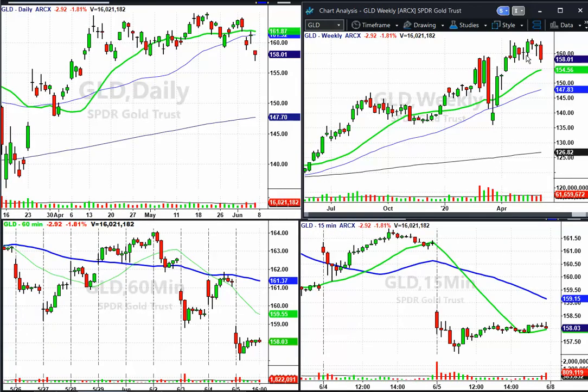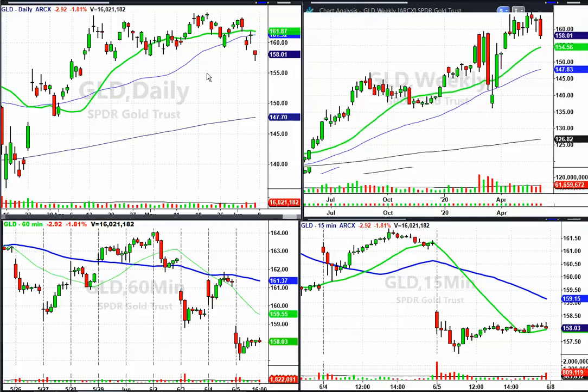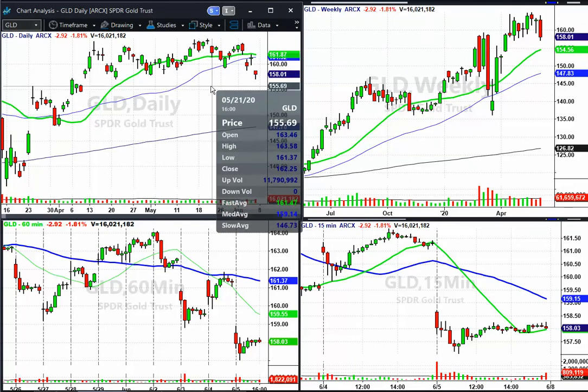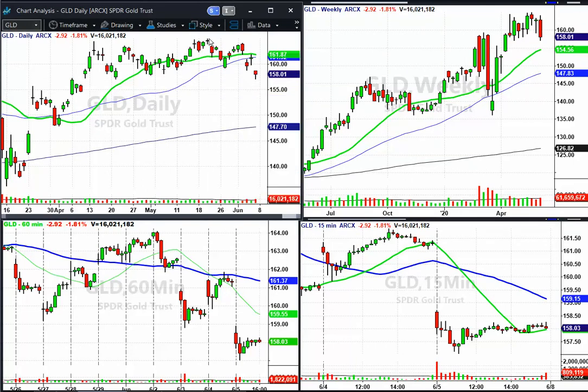GLD here, you see holding up a little bit better. It came up, it's kind of a really sloppy wide base here between 156 and about 160. Good Lord, what is that up there? 160, 164, 165. So it's about a $9 spread here between the top of this range and the bottom of this range. And it's just kind of toiling along here.